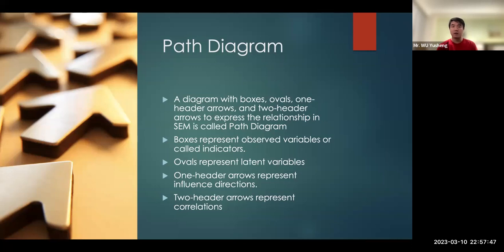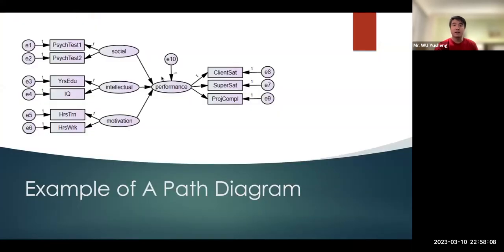A path diagram consists of boxes, which represent observed variables, ovals, which represent latent variables, one-headed arrows, which reflect the relationship of dependency, and two-headed arrows, which represent the correlation between variables. So this is an example of a structural equation model.